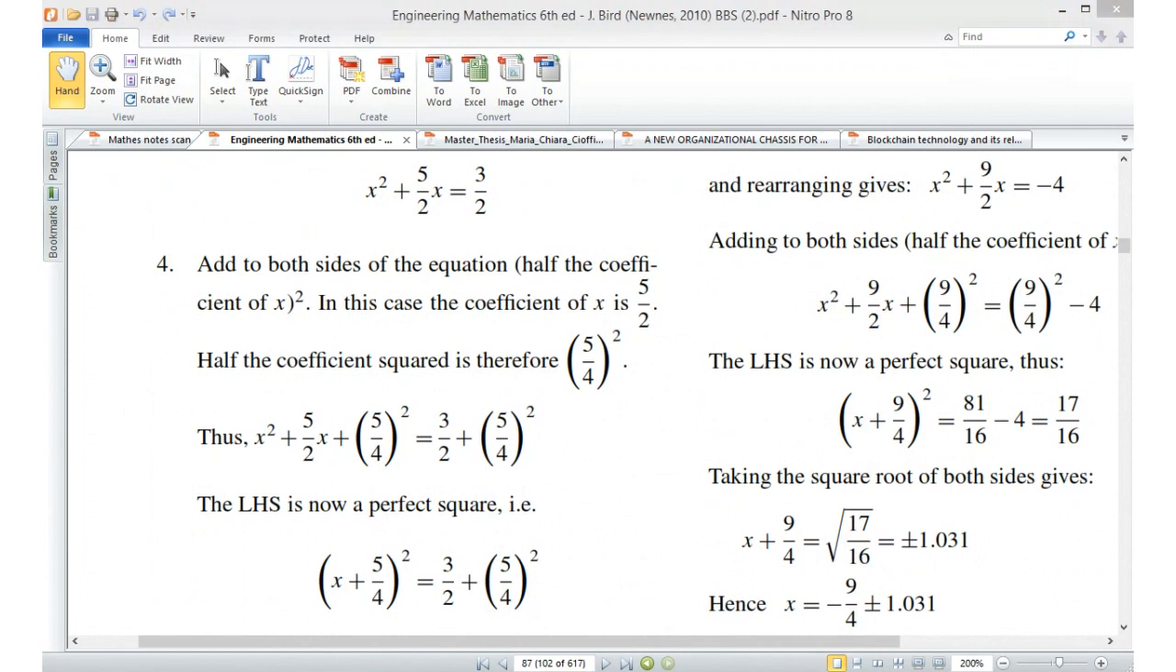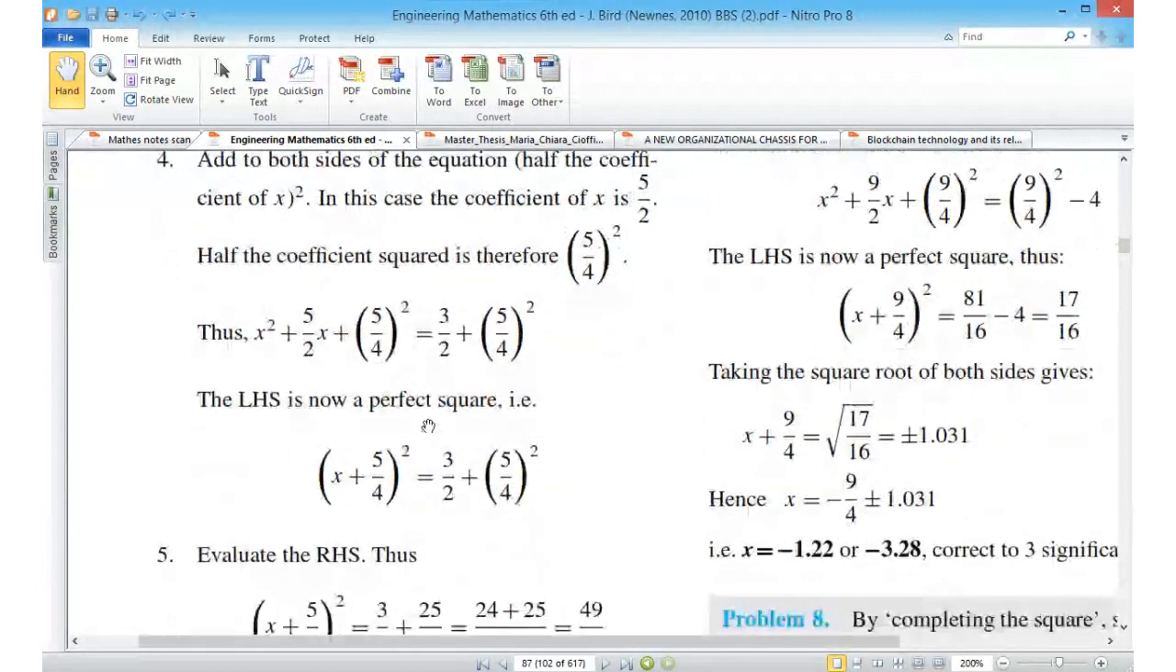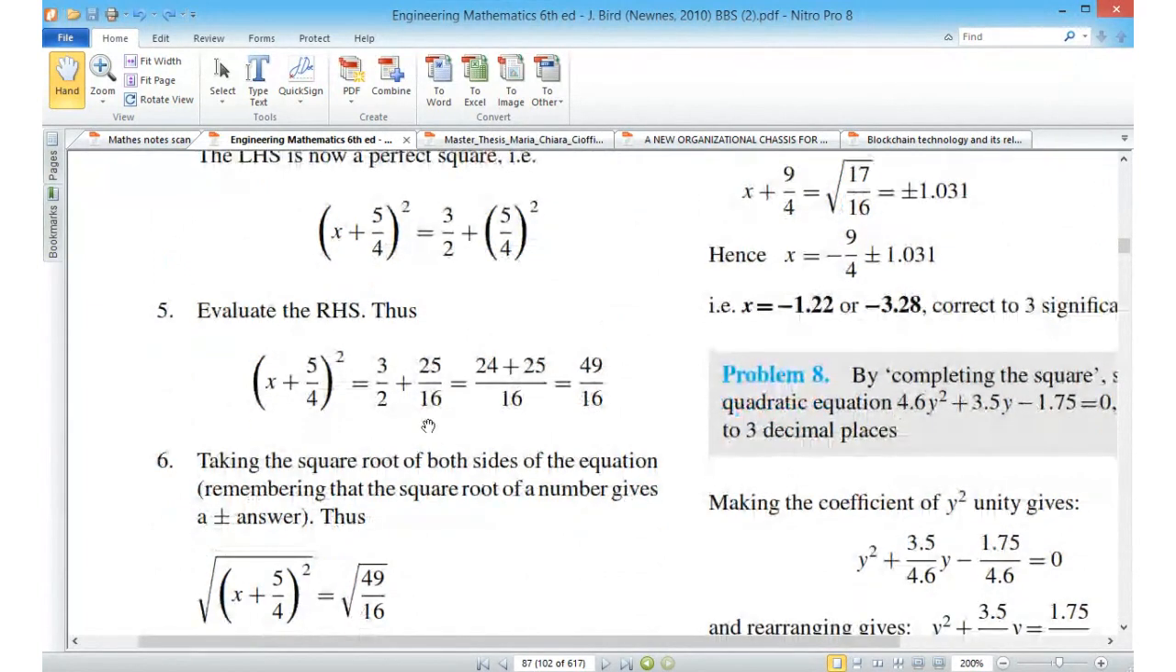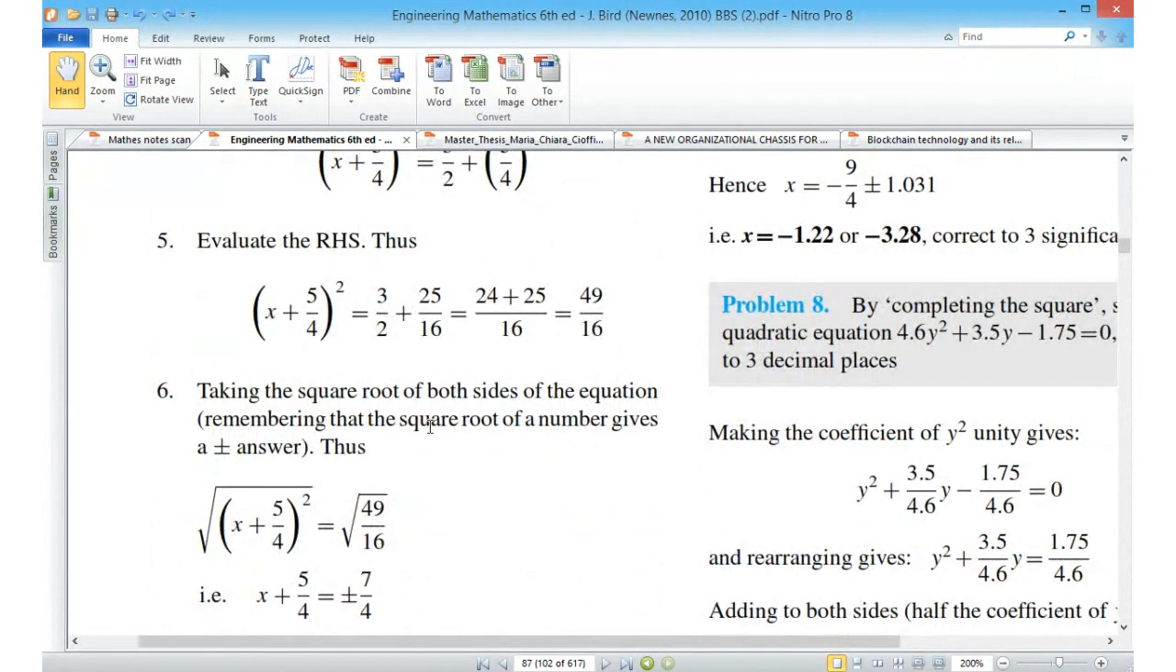Then you solve the right-hand side of the equation. You can solve that with a calculator, or you can solve it with a mathematical process. So step five, you solve that particular point, and you obtain your value of 49 over 16, that is 49 divided by 16.